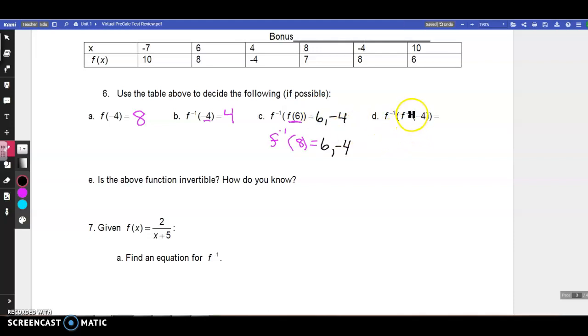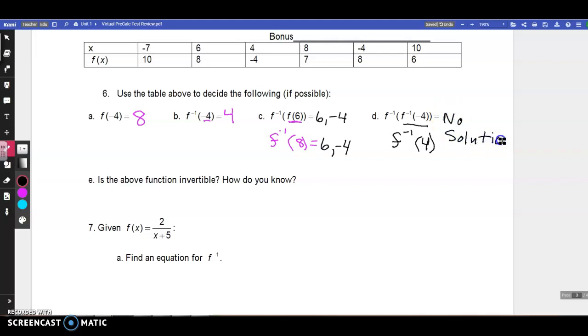All right, and then the last one, f inverse of f inverse of -4. So let's find f inverse of -4 to start. So f inverse of -4 means -4 is an output on the f table, and then I need to find the corresponding input. Right here, that's 4. So now I'm looking for f inverse of 4. So now same strategy. I'm looking for an output of 4 on my f table. Uh-oh. There's no output of 4. So that just means no solution for this one.